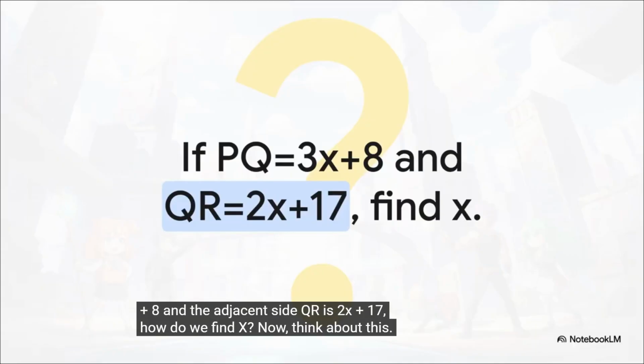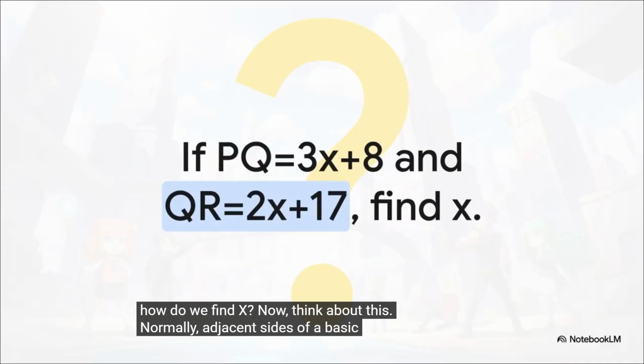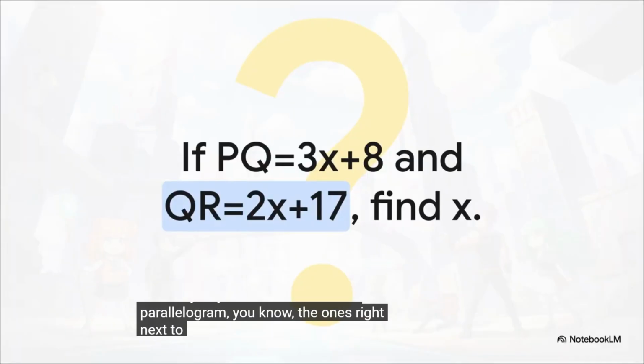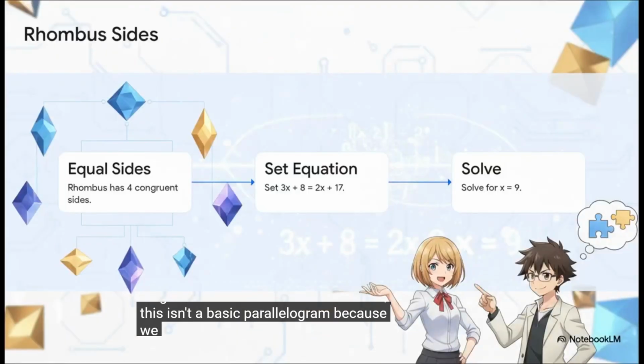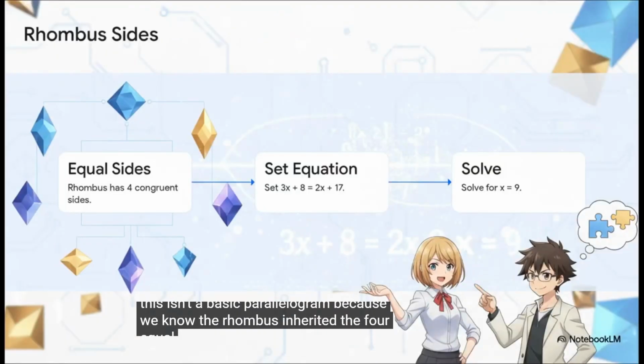Now think about this. Normally, adjacent sides of a basic parallelogram, the ones right next to each other, aren't necessarily equal at all. The top side might be way longer than the left side. But remember, this isn't a basic parallelogram, because we know the rhombus inherited the 4 equal sides rule.